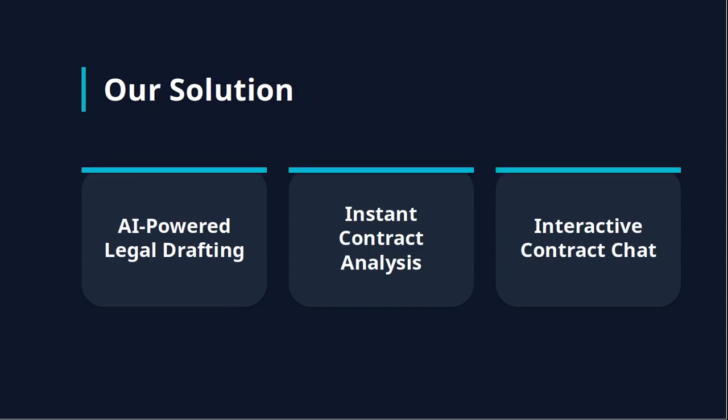So our solution is basically AI powered legal drafting. As I demoed to you, I showed you how you can draft legal documents. So you don't need to get a lawyer to draft a legal document. No, you can draft the legal document yourself. Then instant contract analysis, you can look at different contracts. It analyzes the contract, shows the risk clauses and all that. And then you can even look at your previous contract documents.